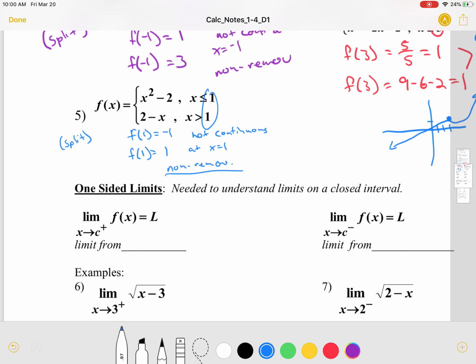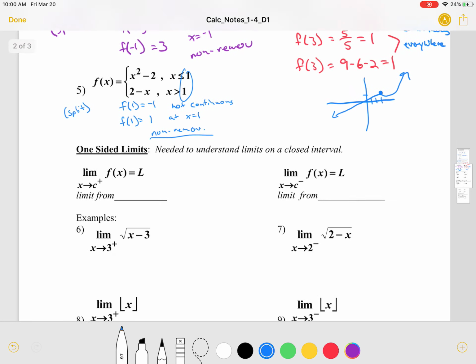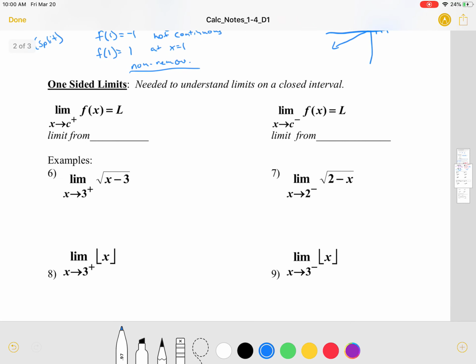Okay? So those last examples are leading us into this next little bit right here with one-sided limits. You use one-sided limits to understand limits on a closed interval. Whenever you see this notation, x to c plus, they're asking you to look at the limit as it approaches c from the positive side, so the limit from the right. With the c minus, they want you to check the limit from the left.